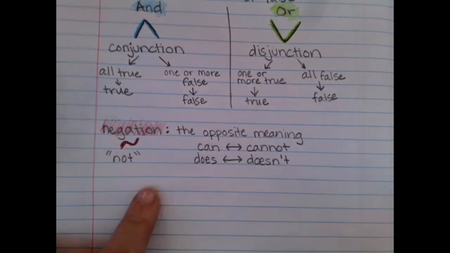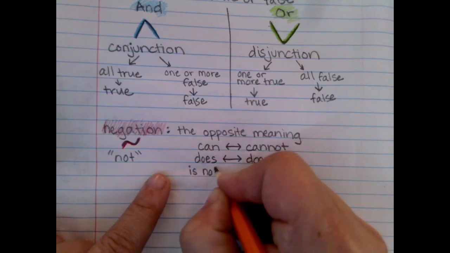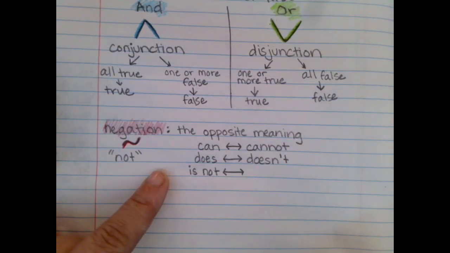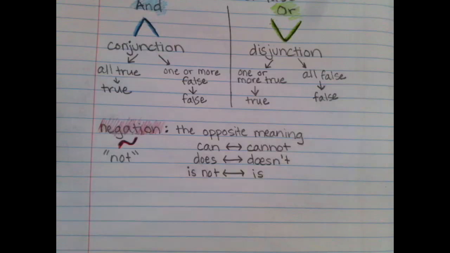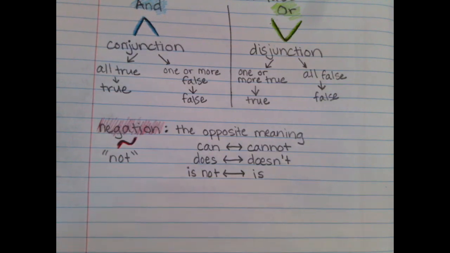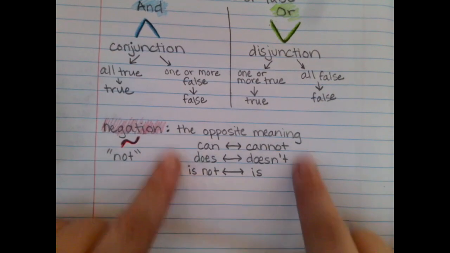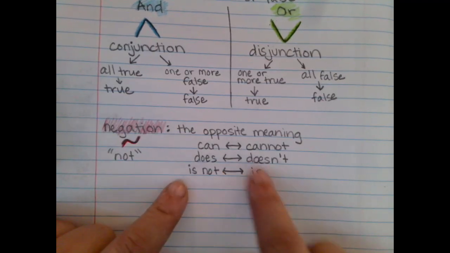Does. Okay, so if I have is not, Ahmed is not going to the dance. What is the opposite of is not? Is. Okay, so when we look at negations, that's what we're looking for, just kind of that opposite. We're not going completely opposite like up is down, or left is right. We're just really changing our verb, our helping verb. Can, cannot, does not, is. And it can go either way.